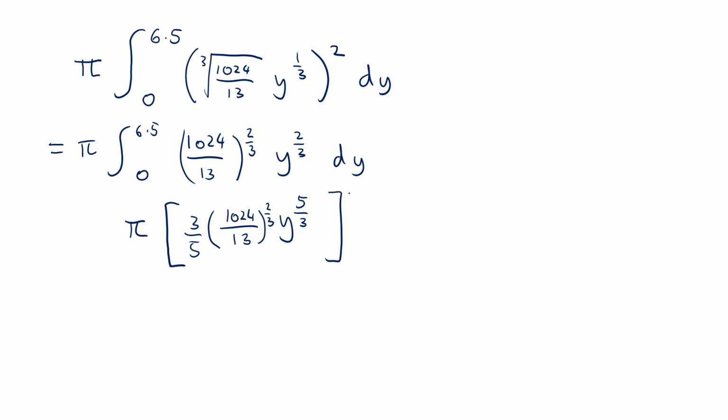Remember the pi at the front. So easy for students to forget that pi. Consistently write it. Don't be lazy and go, oh, remember at the end, because you won't. You'll forget it. So write it every single time. And then the limits are 6.5 and 0. All you've got to do is then plug those limits in. Of course, plugging 0 in will get nothing.